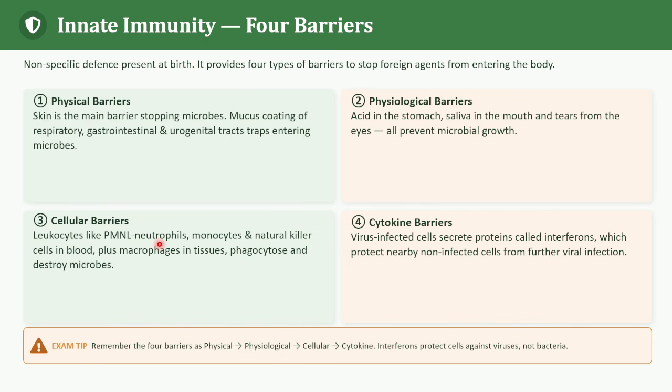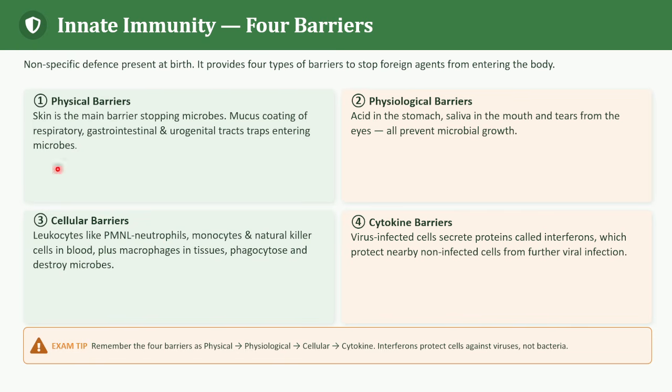So next we are going to see the innate immunity and the four barriers of this. Imagine that a pathogen wants to enter your body. Before your immune system starts making specific antibodies, your body already has several barriers waiting for it. There are four barriers of innate immunity. What are the four barriers? One is a physical barrier, physiological barrier, cellular barrier and cytokine barrier.